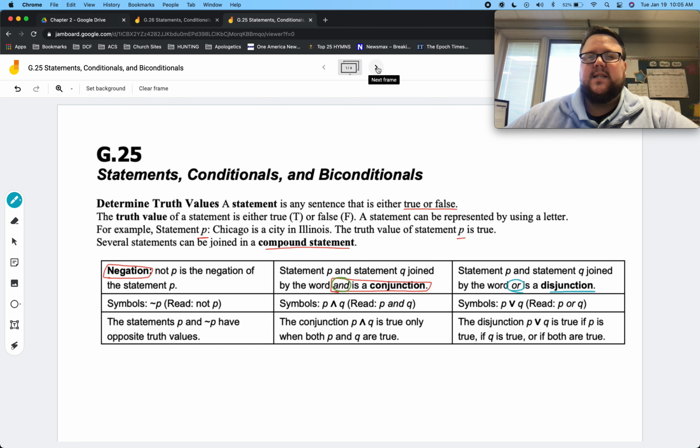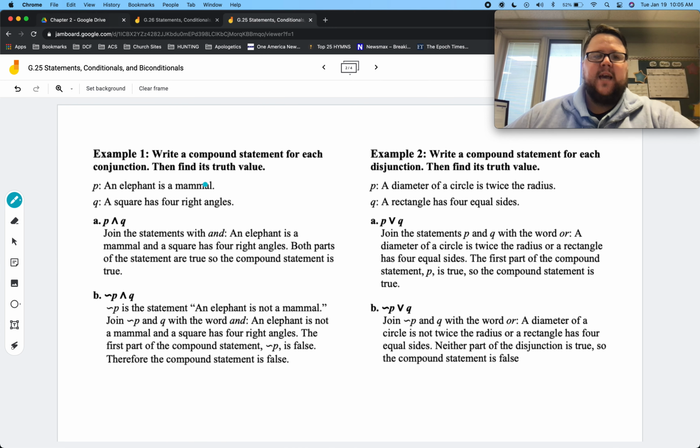So we're going to do this together. Here's an example. Write a compound statement for each conjunction. So we're going to do conjunctions. That would be and. Remember, conjunctions are and. Then find its truth value. Statement P, an elephant is a mammal. Statement Q, a square has 4 right angles. One of the things that I like to do right off the bat is look at my statements first and then decide whether they're true or false.